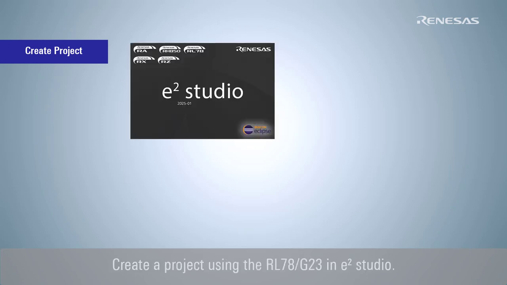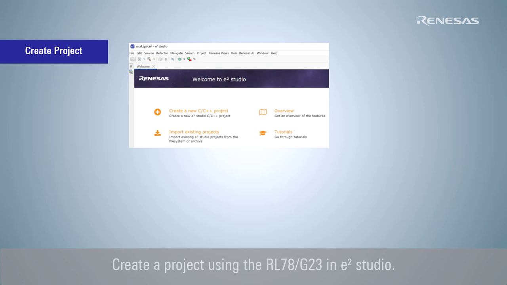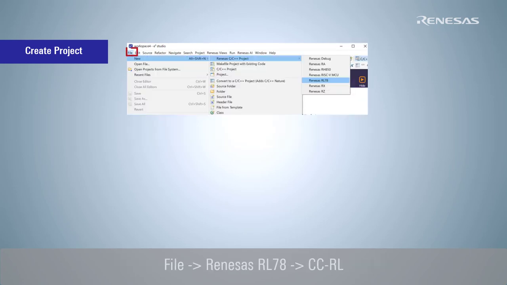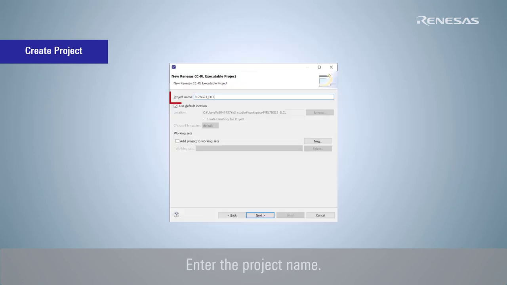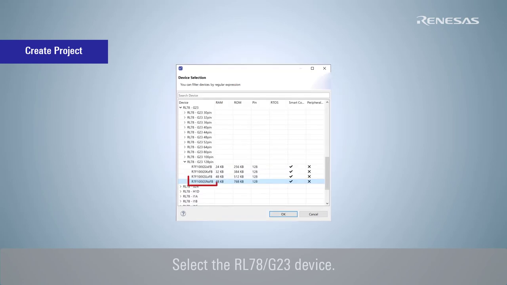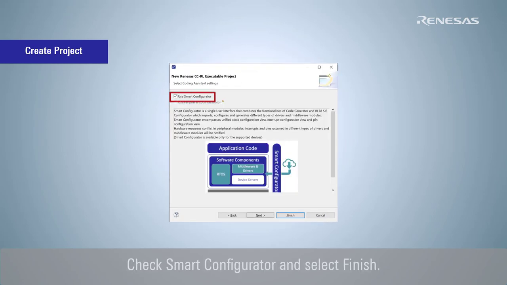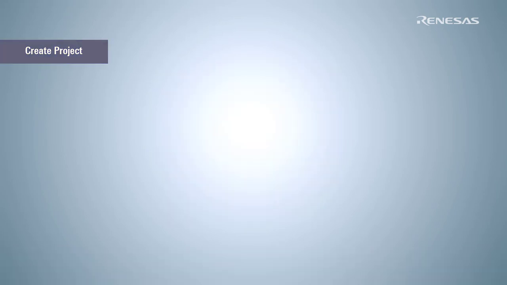ELCL flexible circuit component is available in eSquare Studio 2025-2001 and later. First, create a project using the Smart Configurator for RL78G23 in eSquare Studio. Select File, Renesas RL78, CCRL from the menu. Enter the project name. Select the RL78G23 device. Check Smart Configurator and select Finish.